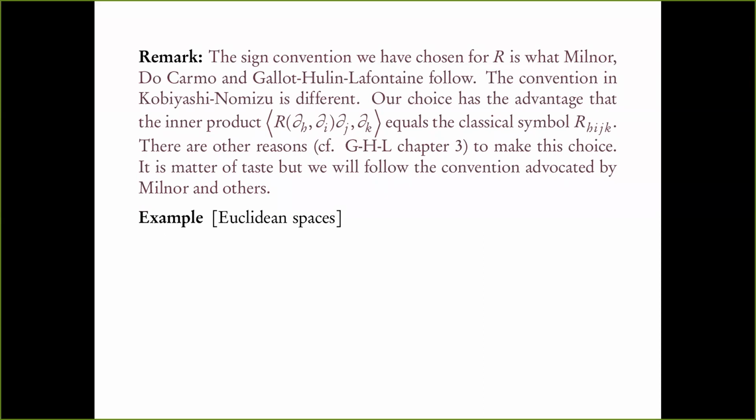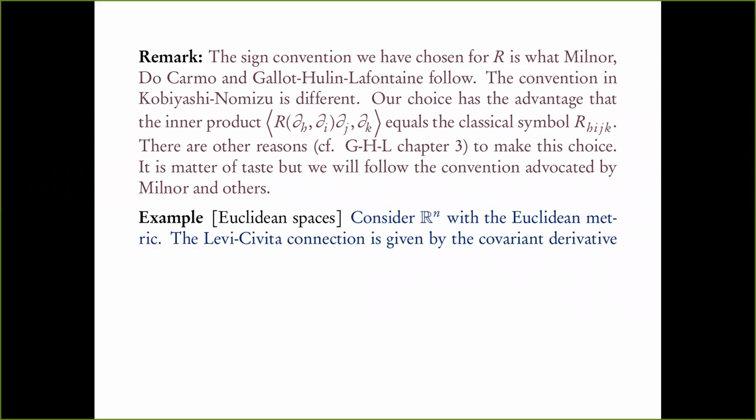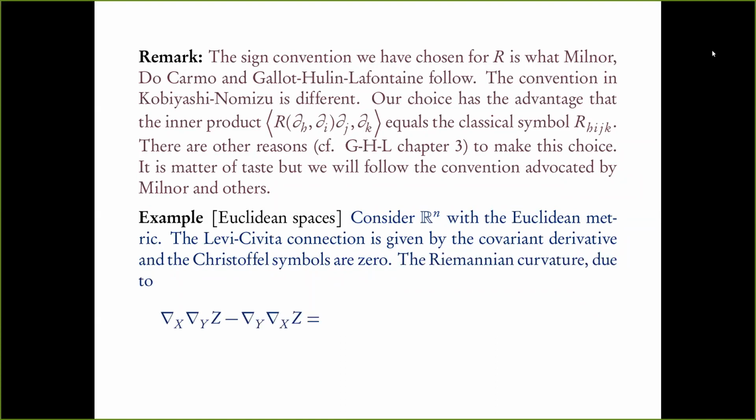So let's take the simplest possible example, Euclidean spaces. So we have R^n with the Euclidean metric. We have the Levi-Civita connection, and it's given by the covariant derivative, and the Christoffel symbols are 0. This is something we computed, because the metric g_ij is constant. So whatever you differentiate, you'll be getting 0. So the Christoffel symbols are 0.